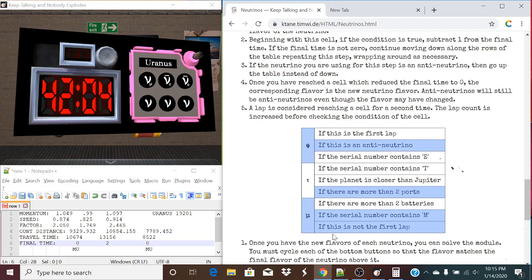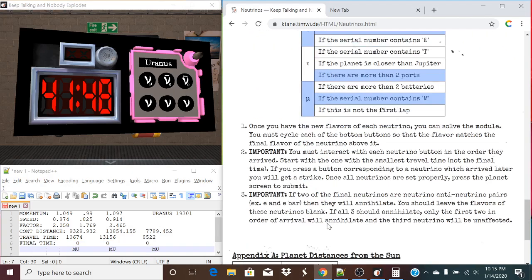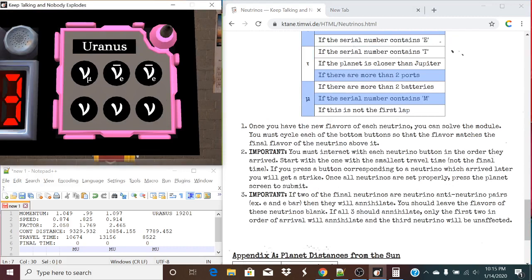This is no longer the first lap, so that rule actually applies, and we subtract 1. And the serial number contains a mic, it does. That's going to be a 0, and that's going to be a mu as well, because it corresponds to that flavor. So now we have our answers. All 3 of them have to be mu's.